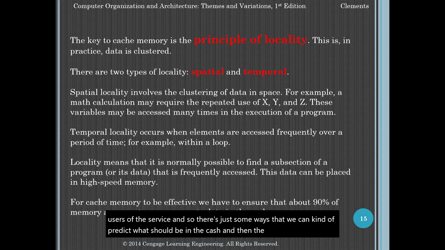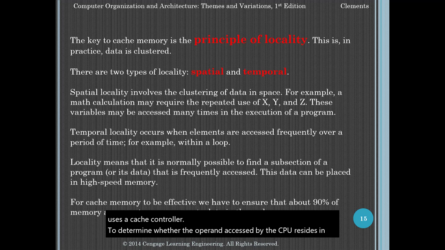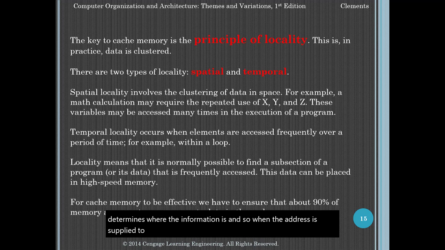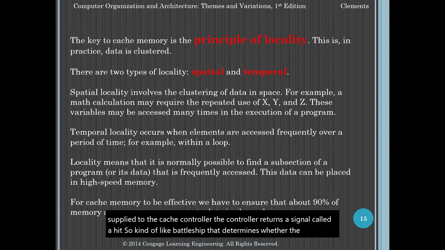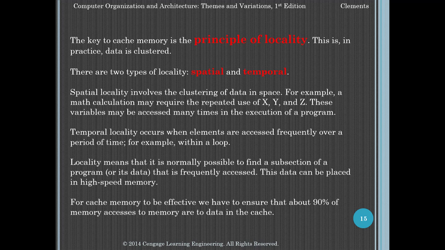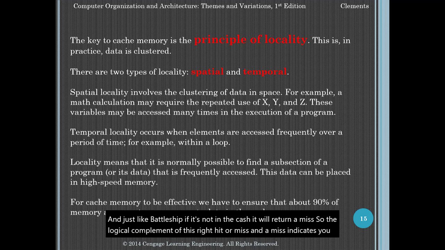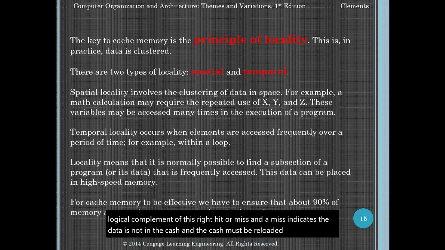The cache uses a cache controller to determine whether the operand accessed by the CPU resides in the cache or whether it must be obtained from the main memory. So there's essentially a little traffic controller in there who determines where the information is. When the address is supplied to the cache controller, the controller returns a signal called a hit, kind of like Battleship, that determines whether the cache access was successful or not. Just like Battleship, if it's not in the cache, it will return a miss. A miss is the logical complement of a hit, and it indicates the data is not in the cache and the cache must be reloaded from memory, so it has to go out to the DRAM and get it.